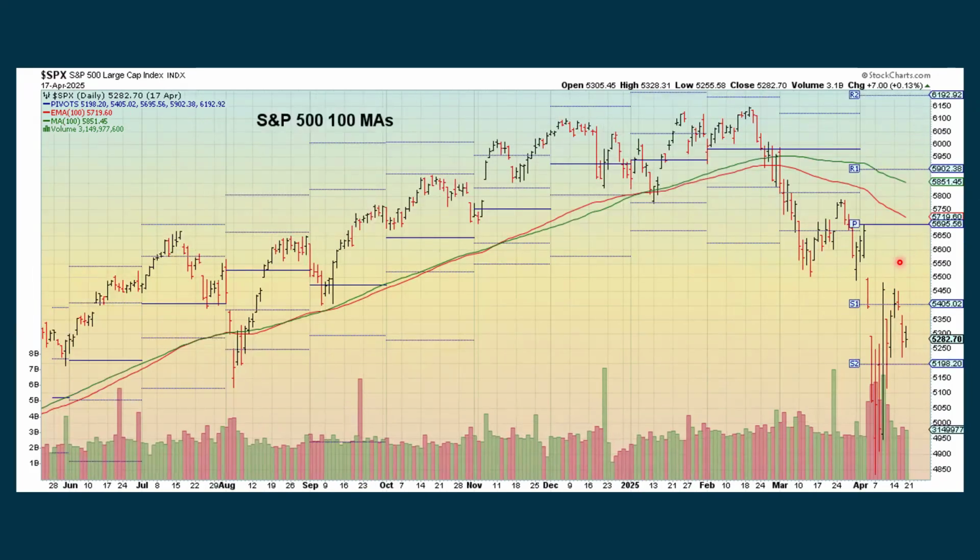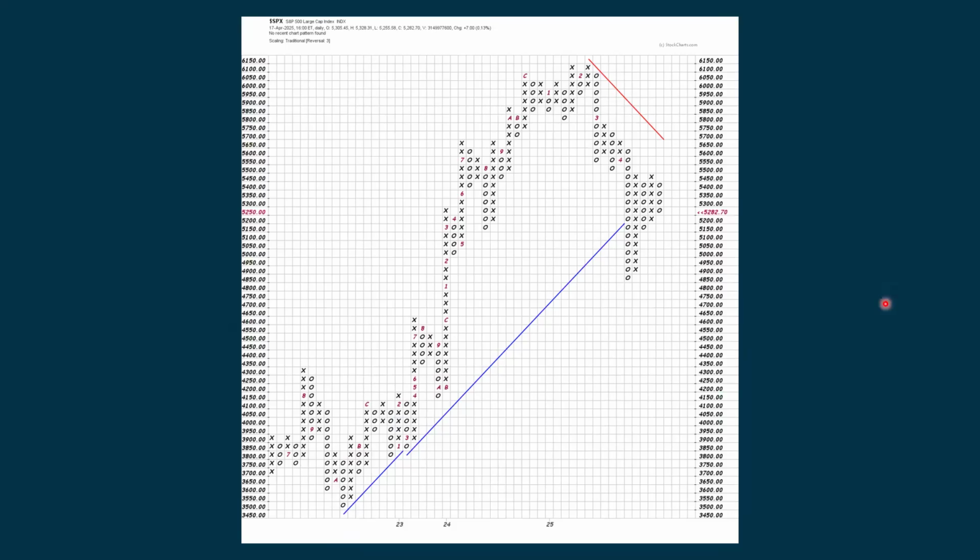And then somewhat intermediate to a little bit long term is the 100 period moving averages, and we're well below those lines. And then this came in and out because we've been really volatile.